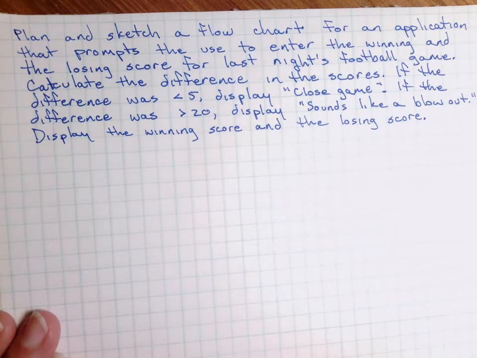If the difference was less than 5, display close game. If the difference was greater than 20, display sounds like a blowout. Display the winning score and the losing score.